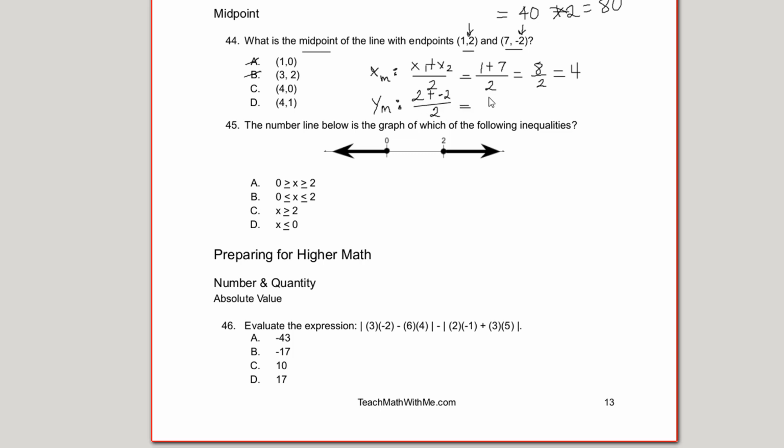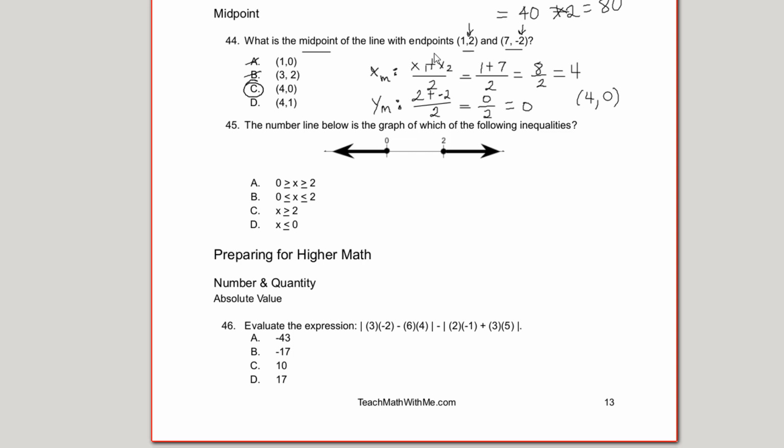2 plus a negative 2 is 0 over 2. That is equal to 0. When we divide anything into 0, we're going to get 0. So that's going to make the point 4, 0, which is answer choice C.